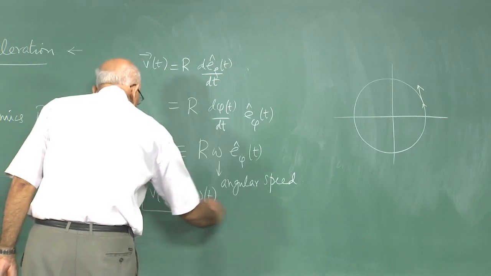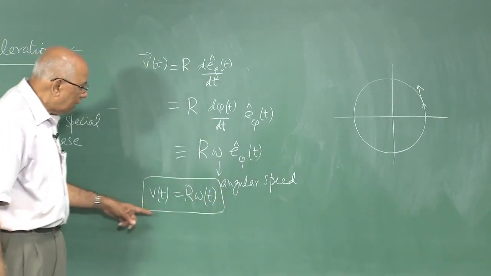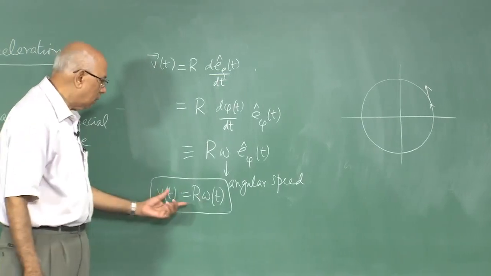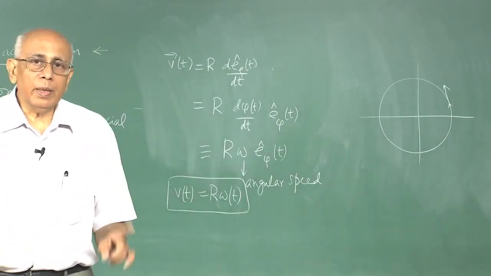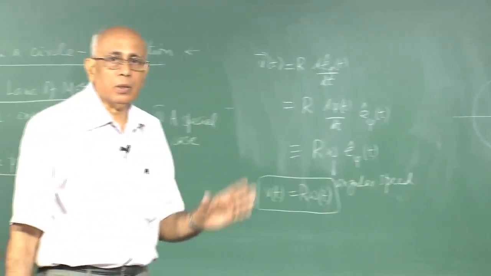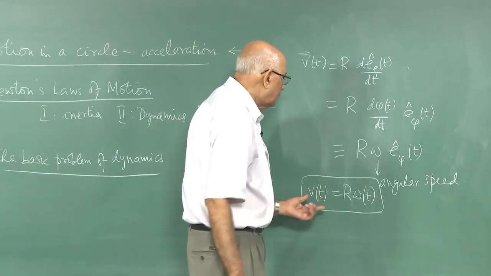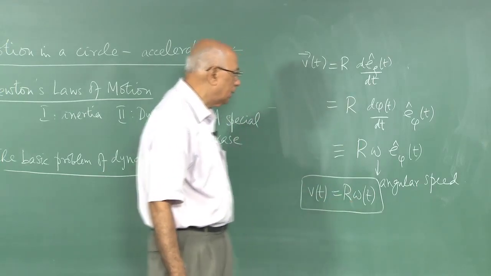So for circular motion, uniform or otherwise, the speed is the radius of the circle multiplied by the angular speed. I emphasize again that this is independent of whether omega of t is a constant or not. Even if the angular acceleration is not 0, this relation is still true. It is a purely geometrical relation.